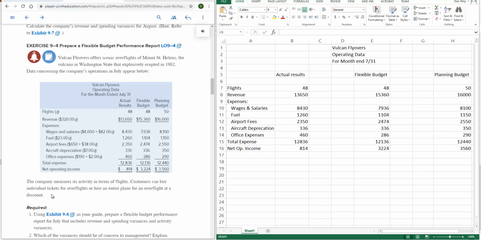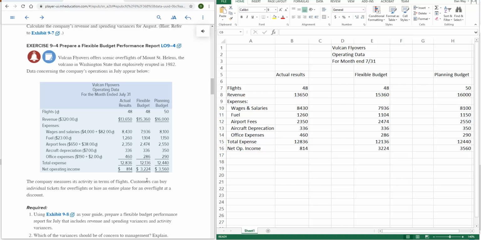We also are told the company measures its activity in terms of flights and that customers can buy individual tickets for these overflights or can hire an entire plane for an overflight at a discount. So we want to consider what's potentially causing changes in their results as a result of changes in activity and other things. So the first requirement is to prepare a flex budget performance report for this month of July.